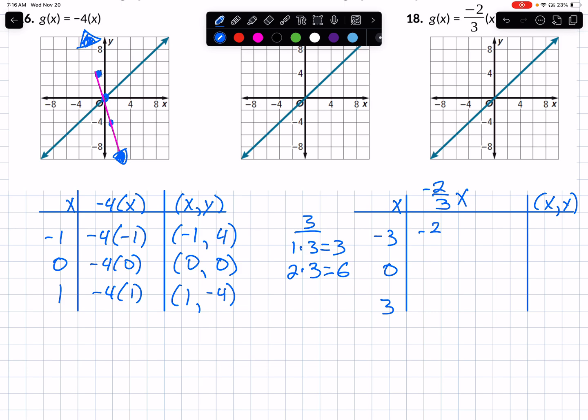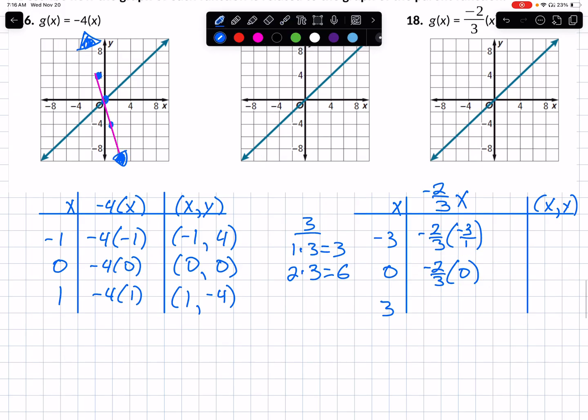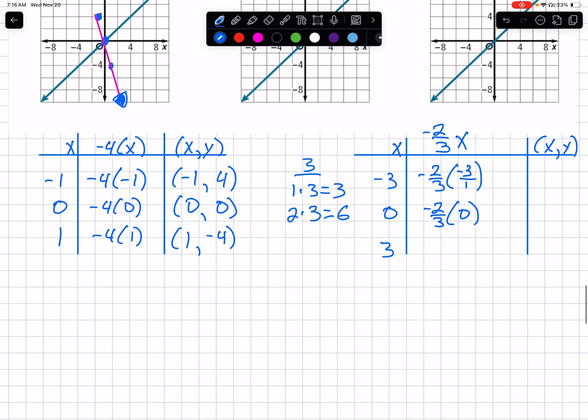So I have -2/3 times -3. I'm going to make it a fraction, right? Because when we multiply fractions, we always multiply straight across, top and bottom. Then I'm going to take -2/3, multiply it by 0. So when I multiply anything by 0, it stays 0. That's why I didn't make a fraction there. Then we're going to multiply -2/3 times +3/1. And again, when I multiply fractions, I multiply straight across top and bottom.